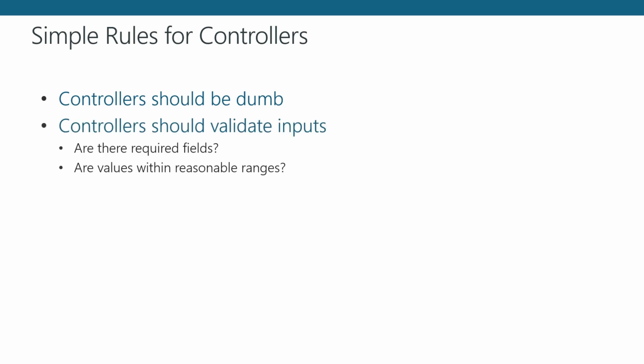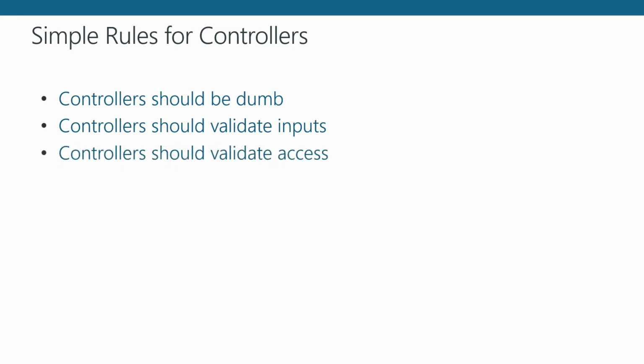Controllers should validate inputs. We'll talk more about this in the future, but it's a simple rule in API design that you should never trust the client sending you data. Validate everything if it's critical to the application performing correctly. Now, there are great tools built into ASP.NET Core to assist you with model validation, such as requiring certain inputs to have values and ensuring those values are within reasonable ranges.